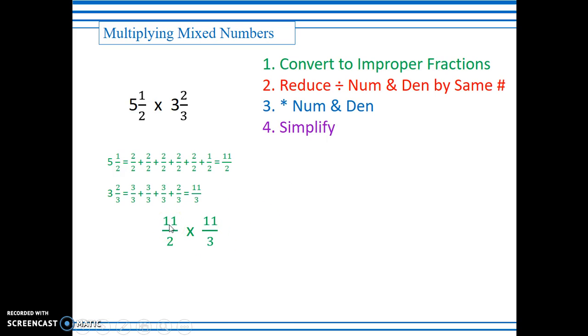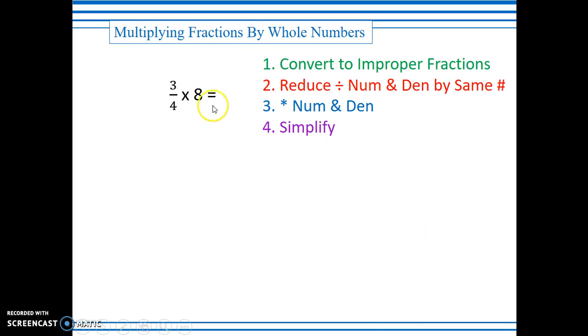11 is prime, 2 is prime, and 2 doesn't go into 11, and 3 won't go into 11 because 11 is prime. So we're going to just have to multiply out, and we get 121/6. So when I simplify it to a mixed number, I get 20 1/6. 1/6 is already reduced. It's a unit fraction.